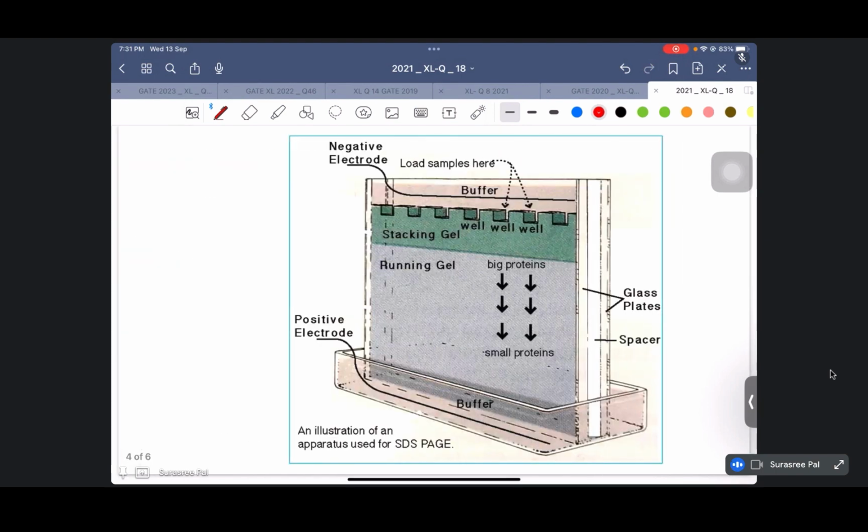Now coming to the gel system. In the polyacrylamide gel, in SDS-PAGE specifically, there are two layers of the gel. One is called the stacking gel, and the other is called the running gel, or the resolving gel.